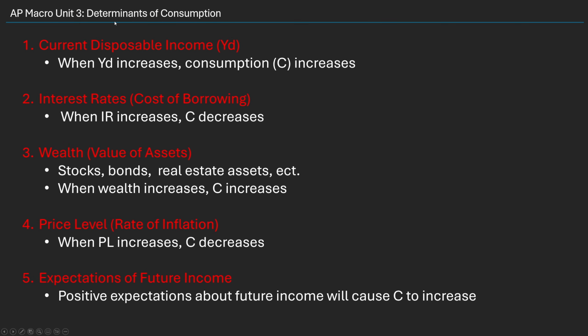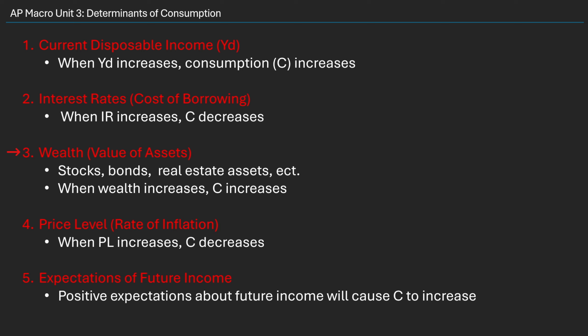All right, AP Macro Unit 3, Determinants of Consumption. The determinants of consumption are current disposable income. So when your disposable income or YD increases, your consumption will increase because you have more money to spend on things. Interest rate, which is the cost of borrowing. So when interest rate increases, consumption is going to decrease because if you want to borrow money to buy something, it's going to be more expensive.